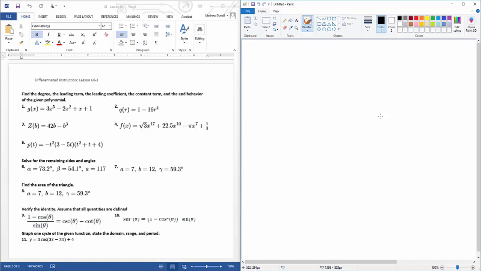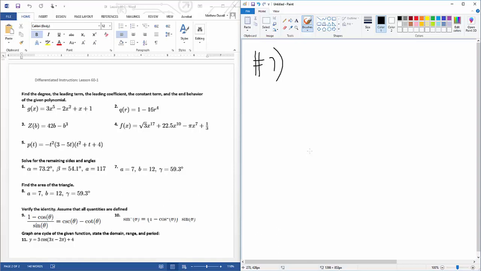So it says solve the remaining sides and the angles. Actually, before I do number 7, just pointing out for number 5, you're going to have to multiply everything through first. There is a shorter way of doing that, and if you spend time looking at it, you could probably figure out what's going to lead to the degree and the leading term, etc. So that also might help.